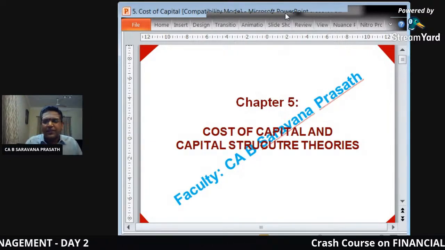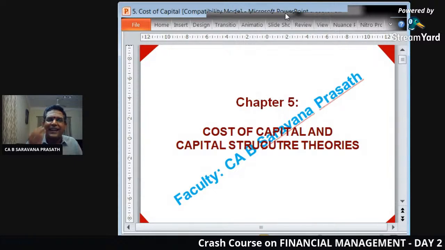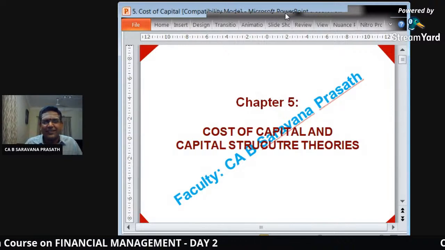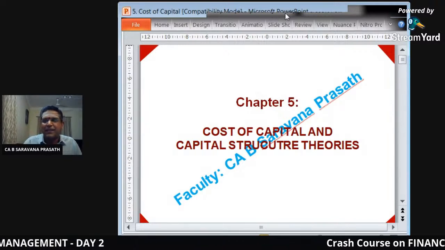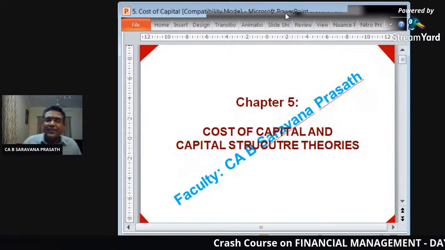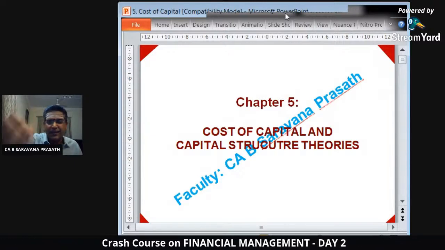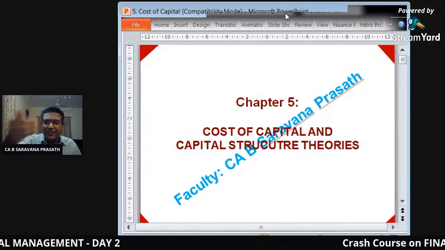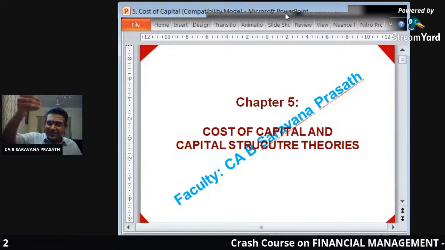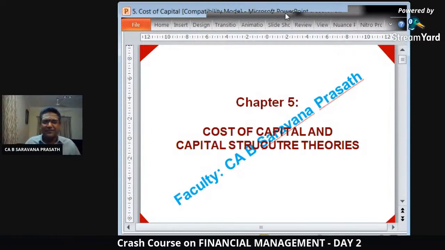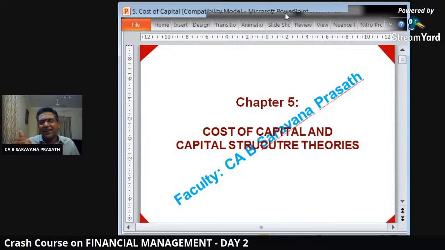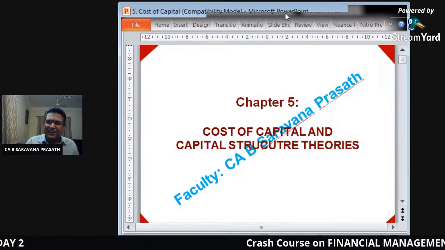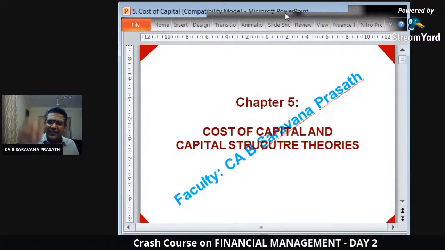The first person in the queue is the debenture holder, the person who has lent. Any long-term lender, debt is what is covered here, we will represent him by this word, debenture holder. Who is the next person standing in the queue? Government, tax. The third person is the preference shareholder. The fourth person is the equity shareholder. So the queue order is always maintained. These people don't interchange their position. First debenture holder, then government, then preference shareholder, then equity shareholder.